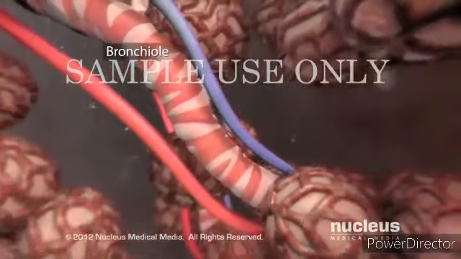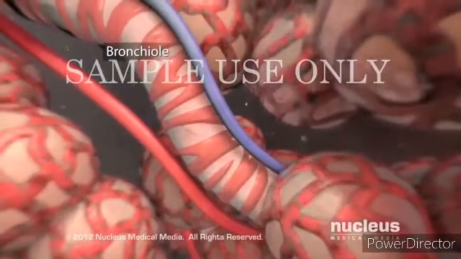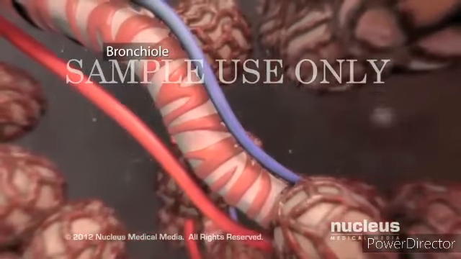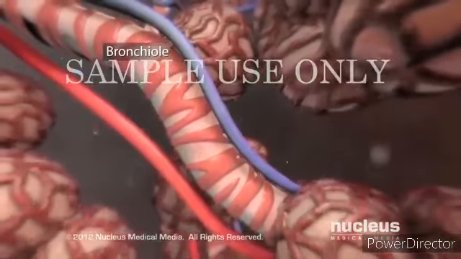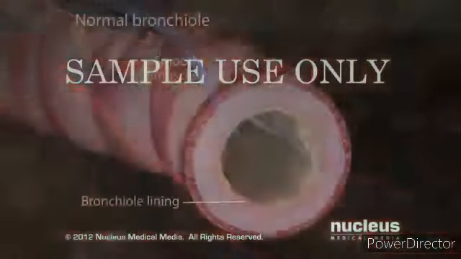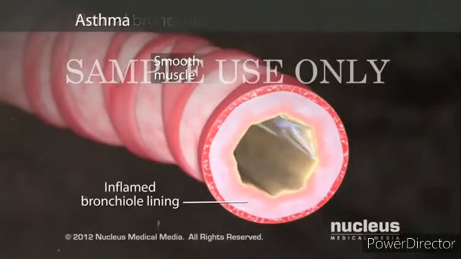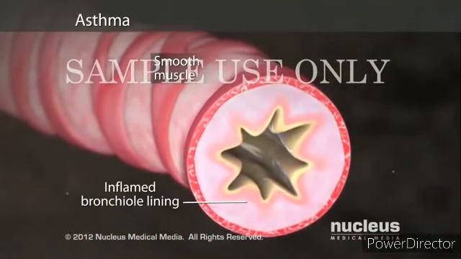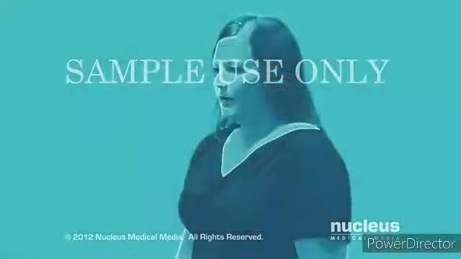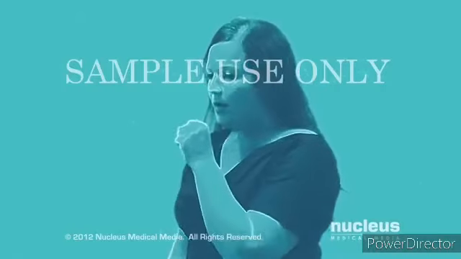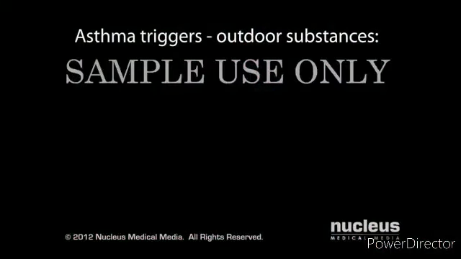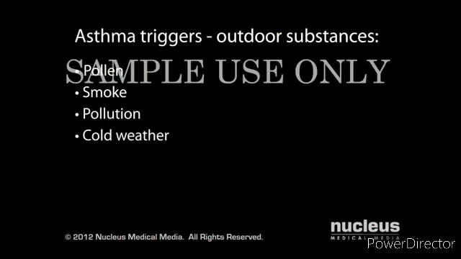Your bronchioles expand when the air is warm, moist, and free of irritants and allergy-causing substances called allergens. When air is cold or dry or contains irritants or allergens, your bronchioles contract. If you have asthma, your airways are frequently inflamed and swollen. Certain substances can cause your inflamed airways to overreact even more, resulting in an asthma attack. Triggers of asthma attacks are slightly different for everyone, but usually include outdoor irritants and allergens, such as pollen, smoke, pollution, and cold weather.